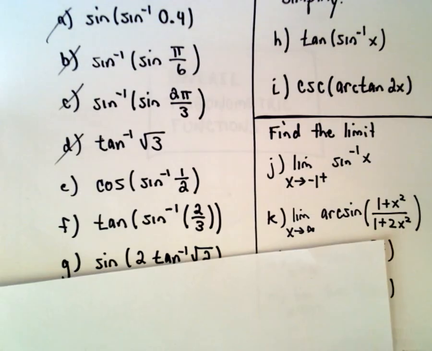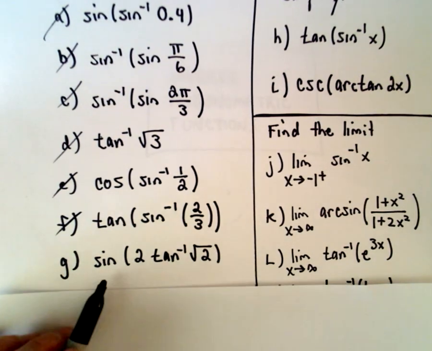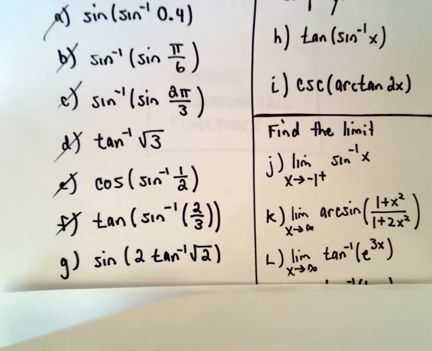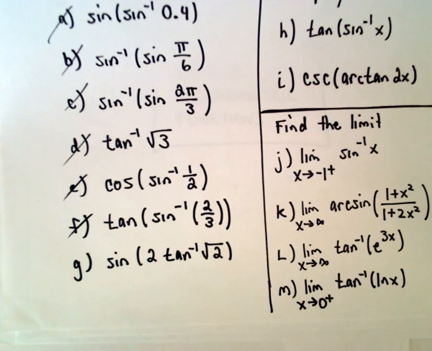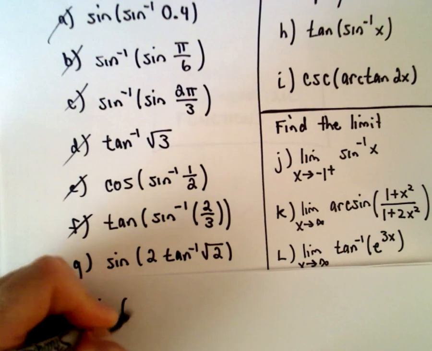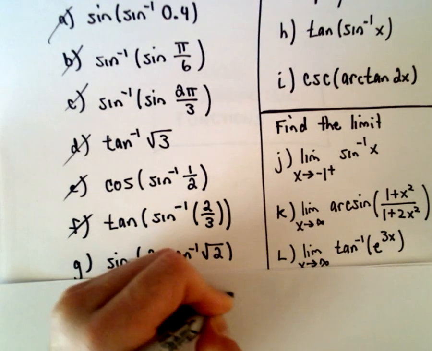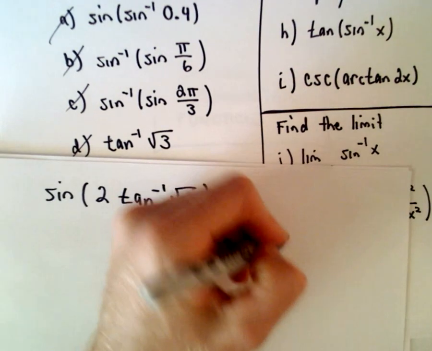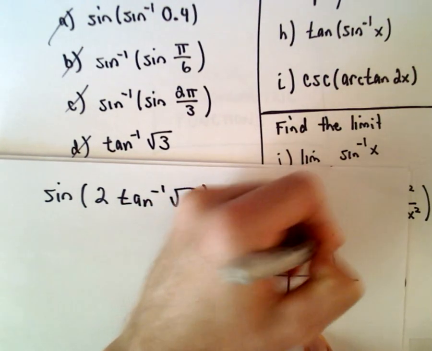Alright, so one more using this idea, part G. We've got sine of 2 times the inverse tangent of square root of 2. Okay, so do I know an angle right off the top of my head that's going to do that? That's actually a good question. So let's think about that real quick.